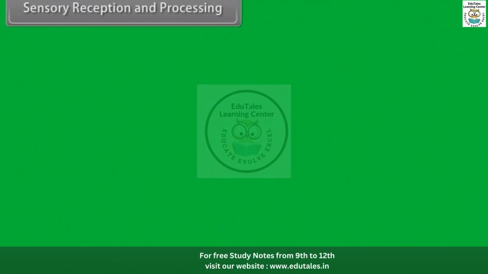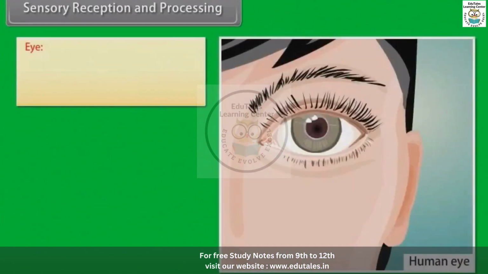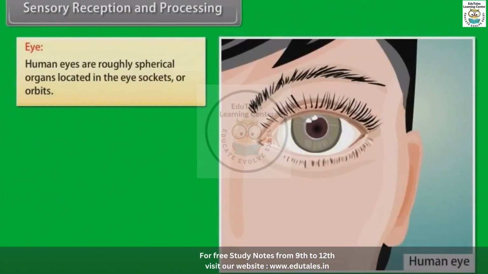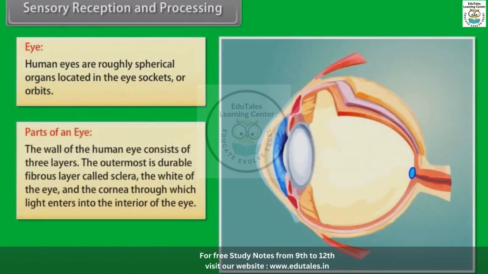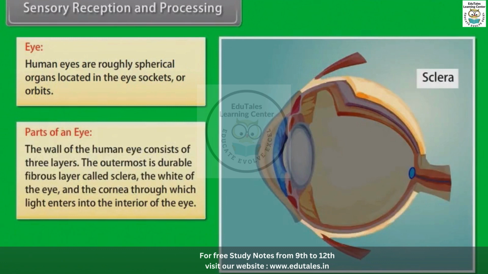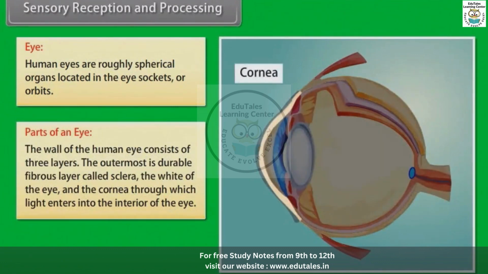Sensory reception and processing. Eye. Human eyes are roughly spherical organs located in the eye sockets or orbits. Parts of an eye. The wall of the human eye consists of three layers. The outermost is a durable fibrous layer called sclera, the white of the eye, and the cornea through which light enters into the interior of the eye.